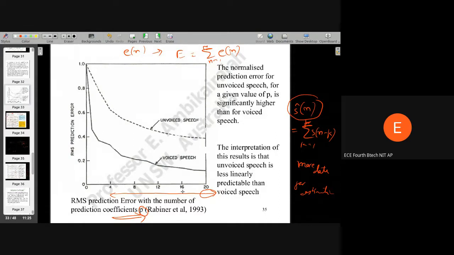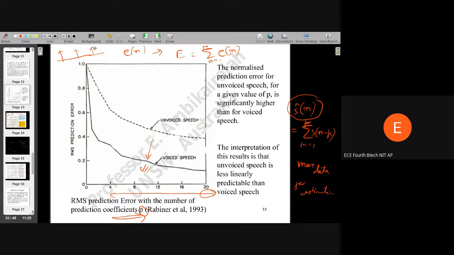But nevertheless, the point here is, in case of voiced speech, you see the error is far lesser than in case of unvoiced speech. That is because we saw in case of voiced speech the LP residual works better in LP analysis. It works better for voiced speech than for unvoiced speech.